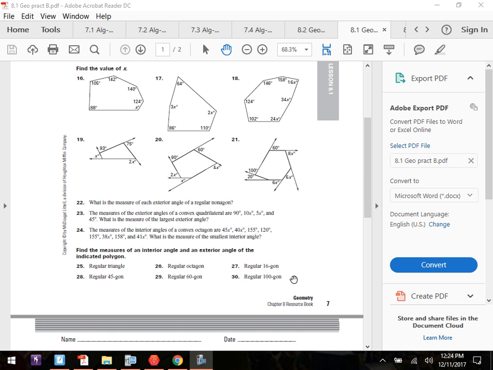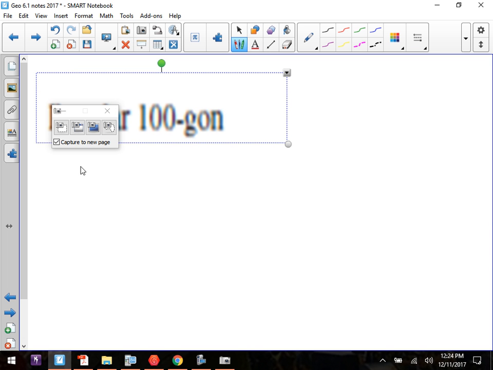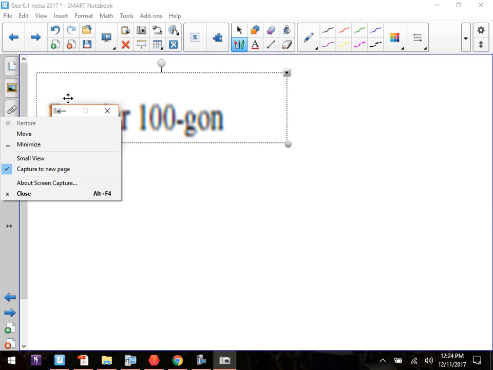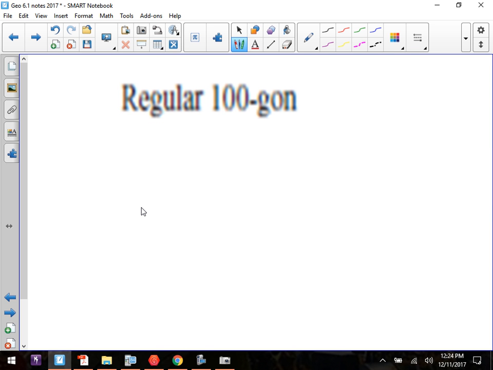Find the measure of an interior and an exterior angle if it's a 100-gon. Sorry, I'm trying to rewrite this. It's a regular 100-gon. What is each interior and each exterior measure?